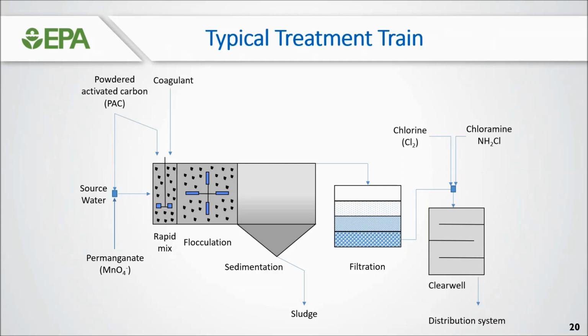Here's a typical conventional plant. You can add powdered activated carbon up in your intake. You can add it in the rapid mix tank. You can add permanganate up front. Usually that's used for taste and odor control. Toward the end of the plant, you can add chlorine once you've clarified the water.